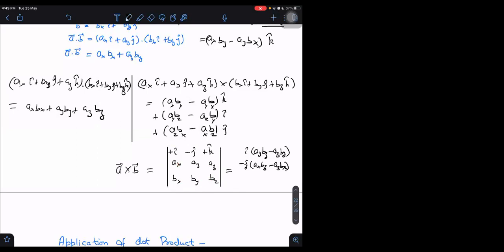Okay, just one thing we have to remember, it is minus here, plus k cap, and then again the same rule. Don't take k cap, don't take this, and then take this positive and this negative, forward positive, backward negative. So then we are getting ax by minus ay bx. So this is how we are getting it.